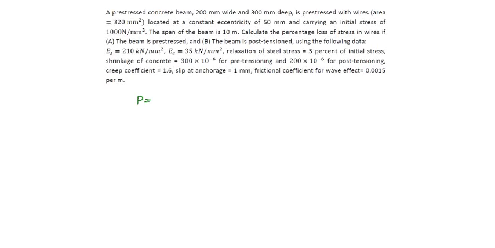Pre-stressing force P will be equal to cross-section area, that is 320, into initial stress 1000. So that will be equal to 320 kilonewtons. Cross-section area of concrete is 200 mm wide and 300 mm deep, that is 6 into 10 power 4 mm square. Modular ratio alpha is Es by Ec, that is 210 by 35, which is equal to 6.